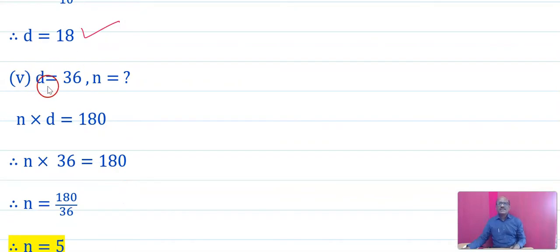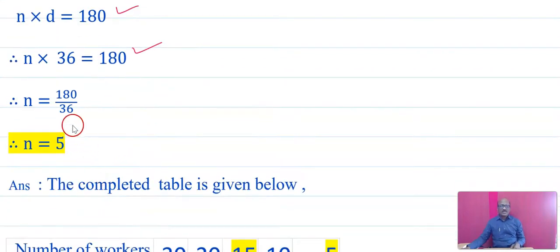Now the next, d is equal to 36. Then what is the value of n? n into d is 180. Therefore substitute the value of d: n into 36 is equal to 180. Therefore n is equal to 180 upon 36. Hence n is equal to 5.